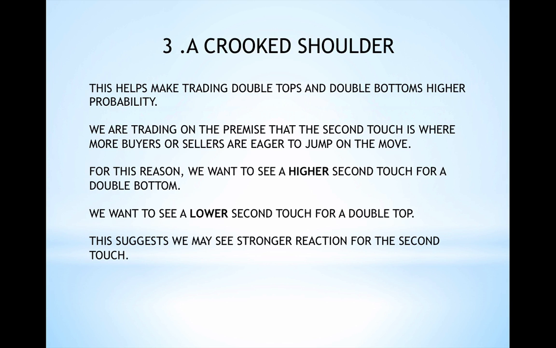A crooked shoulder helps make trading double tops and double bottoms higher probability. We are trading on the premise that the second touch is where more buyers or sellers are eager to jump on the move. For this reason, we want to see a higher second touch for a double bottom, and we want to see a lower second touch for a double top. This suggests we may see a stronger reaction for the second touch.